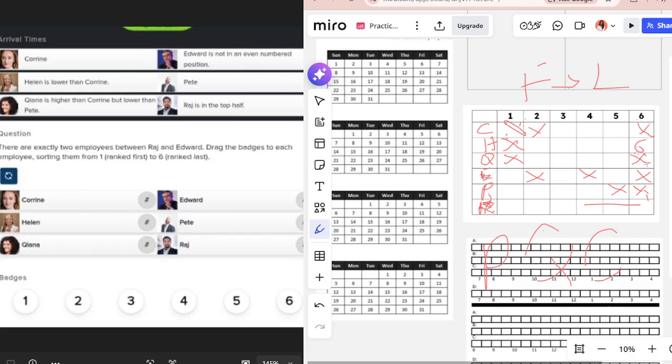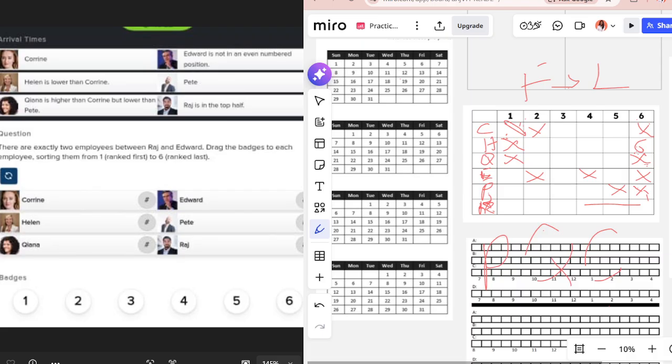Beautiful. So now let's go back again. They told us that there are 2 employees between Raj and Edward, right? So if Raj is first, Edward should be fourth, right? If Raj is second, Edward should be fifth. Okay, that's possible. If Raj is third, Edward should be sixth. Okay, let's go back again.